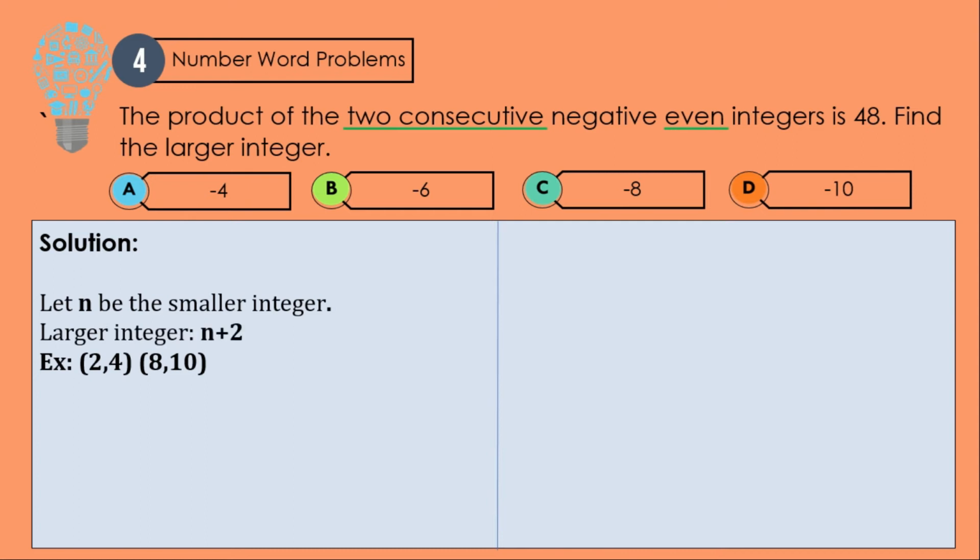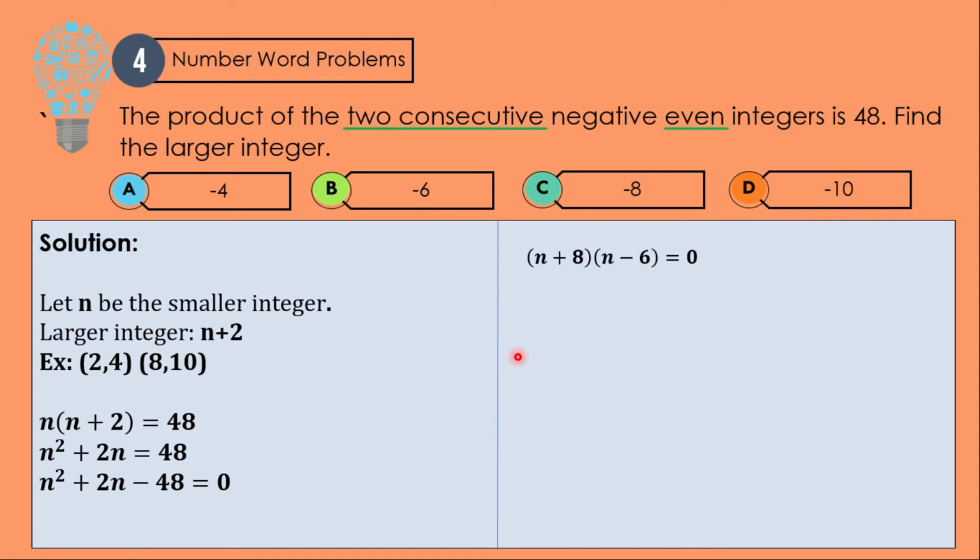Now, since the product is 48, this means that we have to multiply to find the value of n. So we'll have n times n plus 2 is equal to 48. Distribute n. We have n squared plus 2n is equal to 48. Transpose 48, and we'll have n squared plus 2n minus 48. Then factor. We have n plus 8 times n minus 6 is equal to 0.